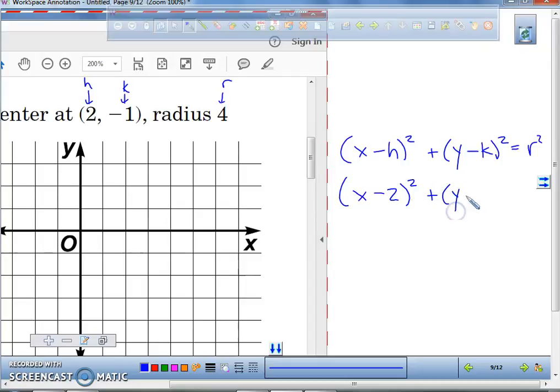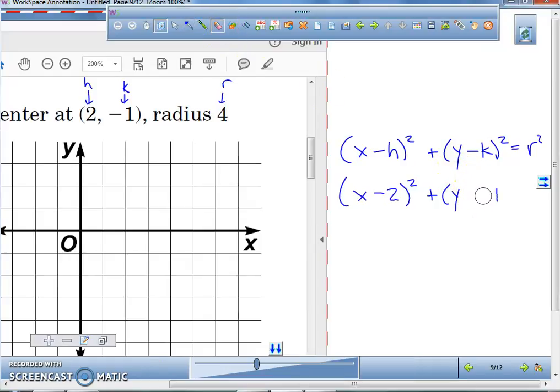I'm going to put y minus, what am I going to plug in for k? A negative 1. Uh-oh. What's going to happen right here? It's going to add 1. That's right. So I'm going to erase that. Okay, it's going to turn to a positive.